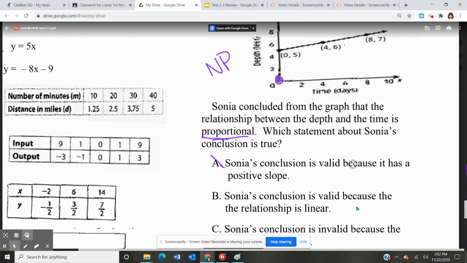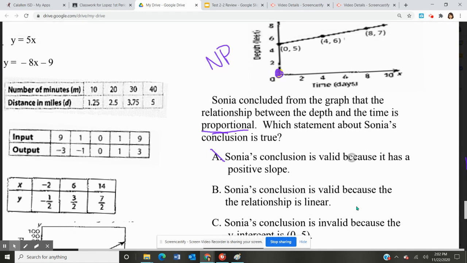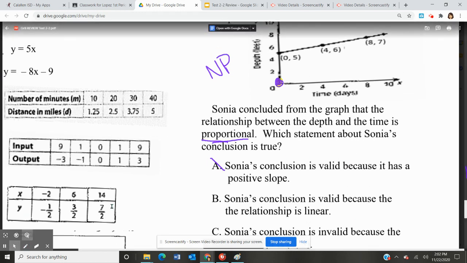Looking at letter choice B, Sonia's relationship is valid because the relationship is linear. Well, yes, it is linear, but there's more to being a proportional graph than it just being linear. It has to go through the origin, so B is also incorrect.